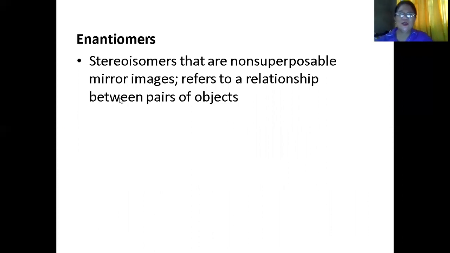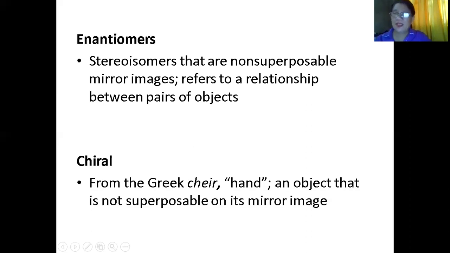Okay. So, what are enantiomers? Enantiomers are stereoisomers that are non-superposable mirror images. So, its relationship is between the pairs of the object. Under enantiomers, it could either be chiral. What do you mean by chiral? From the Greek word chir or hand. An object that is not superposable on its mirror image. So the other term, from non-superposable or superposable, is chiral.